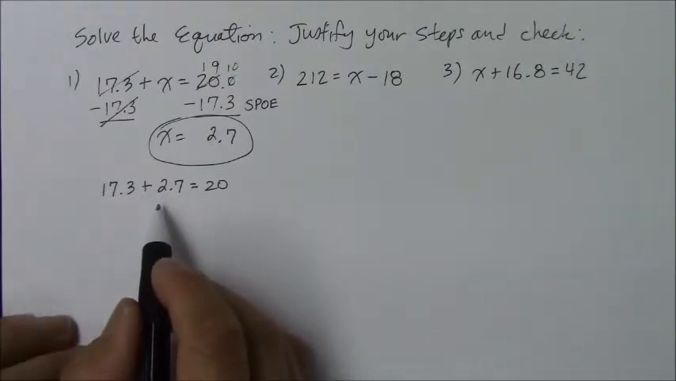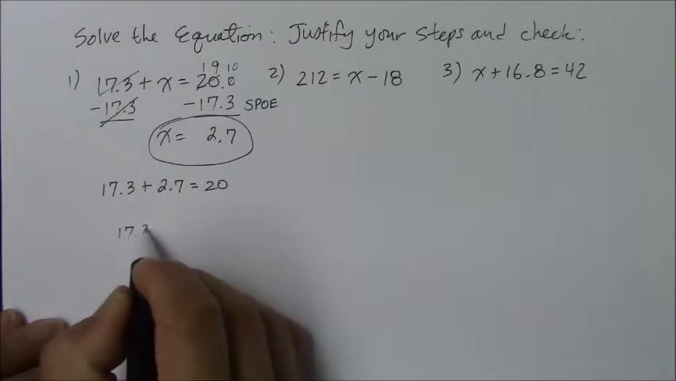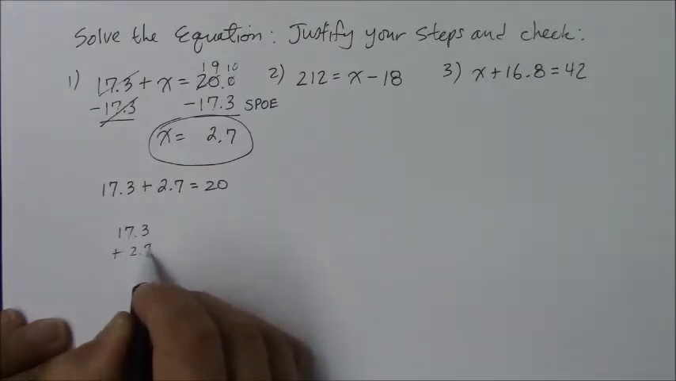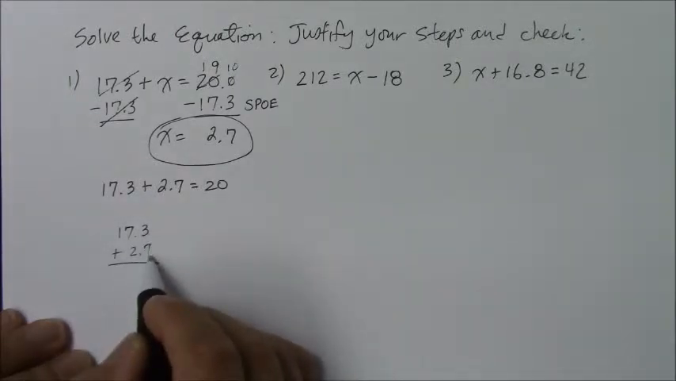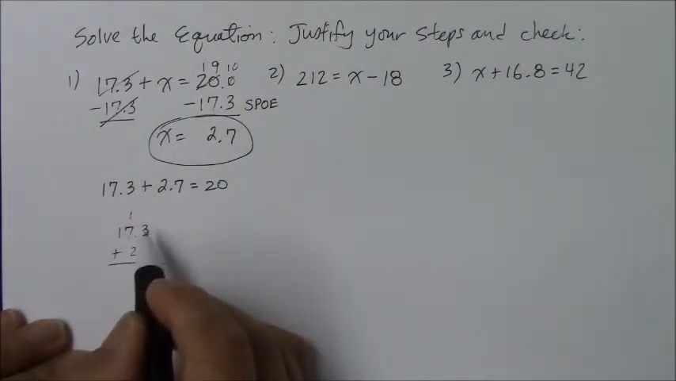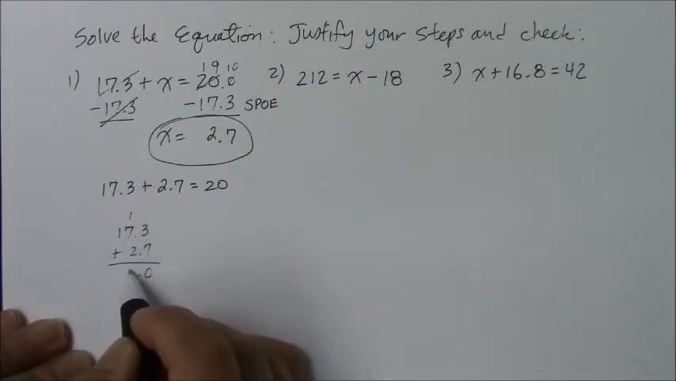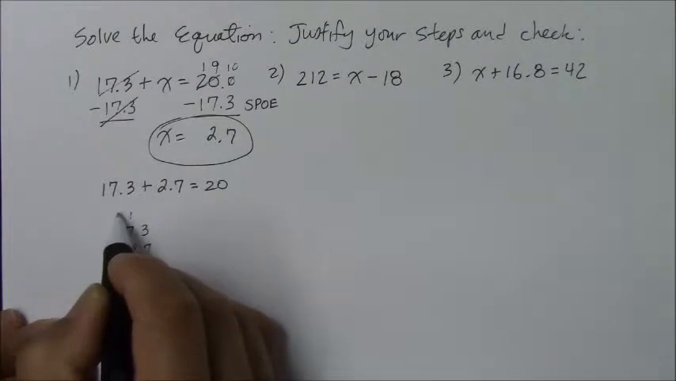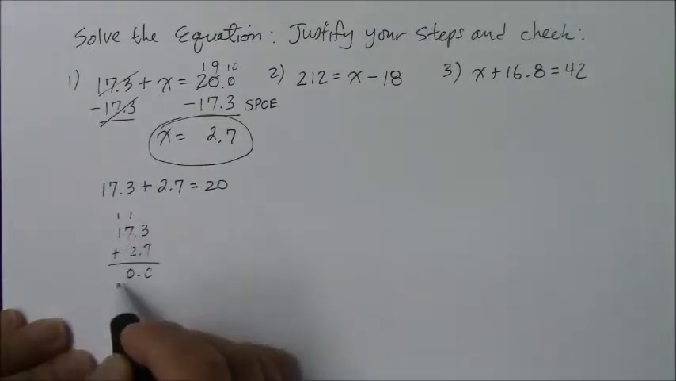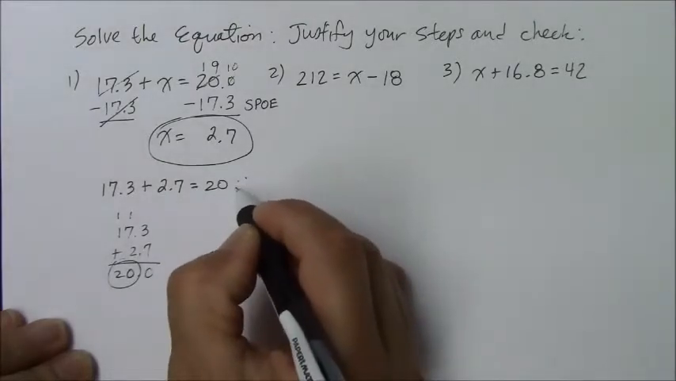And it's hard for me to see this in a horizontal format, so let me do that vertically. 17.3 plus 2.7. Let's see. 3 plus 7 is 10, so the 0 goes down. 1 gets carried over. 1 plus 7 is 8, plus 2 is 10, so the 0 goes down. 1 gets carried over. 1 plus 1 is 2. Ta-da! So it does work. So yes, I give myself a happy face.